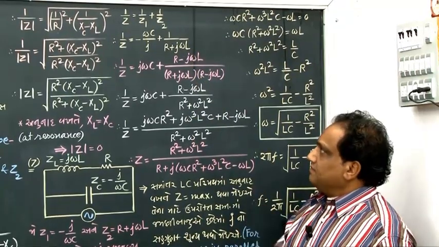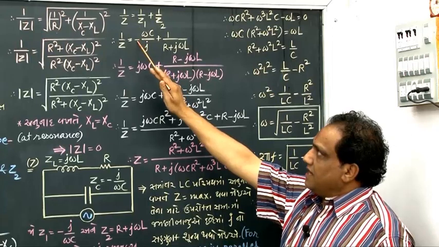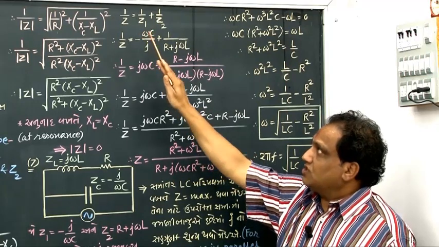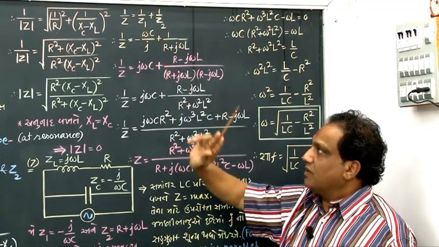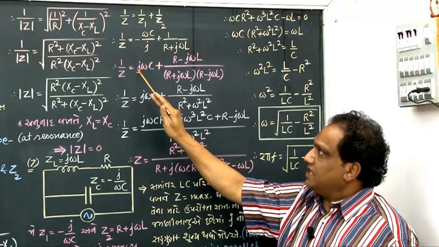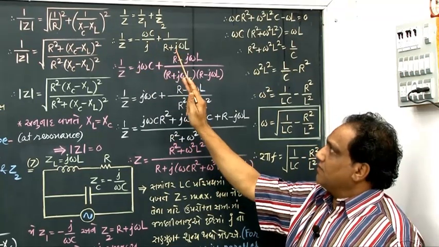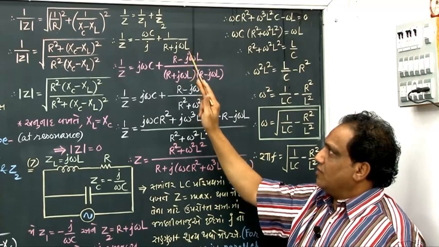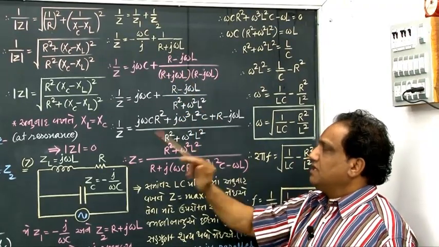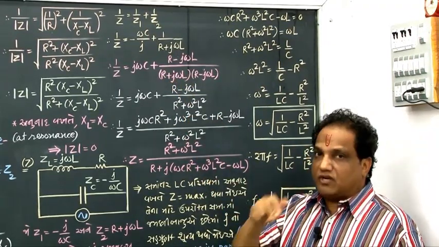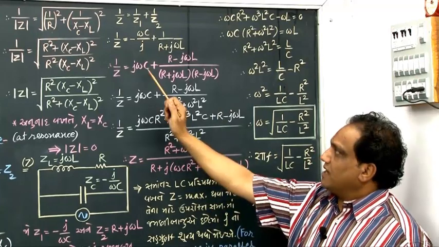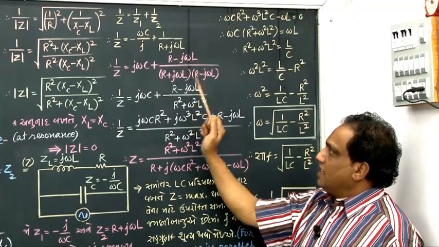Correct? And now tell me, this minus 1 means what? Minus 1 means j square. So it is now j square upon j, so one j is there in the numerator multiplied with omega C, j omega C. And now R plus j omega L in the denominator I have written as it is. You know the complex conjugate of this is R minus j omega L, and with that complex conjugate I have multiplied in the numerator also, in the denominator also.